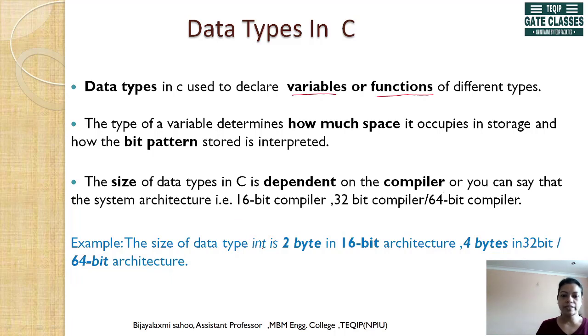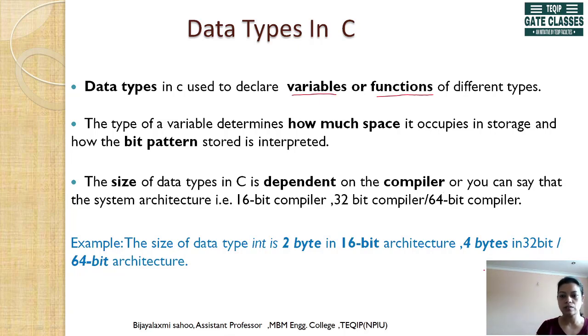For example, integer is one of the data types. If you are using a 16-bit architecture or 16-bit compiler, then it will occupy 2 bytes. One byte is 8 bits, so 2 bytes becomes 16 bits. So for integer it is occupying 2 bytes of memory. If it is either a 32 or 64-bit architecture, then it is going to store 4 bytes of memory. I'll show you with examples.